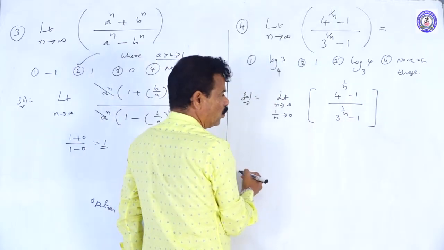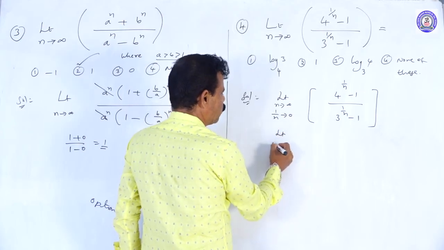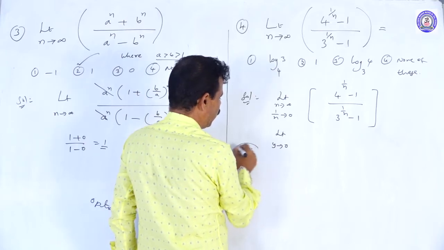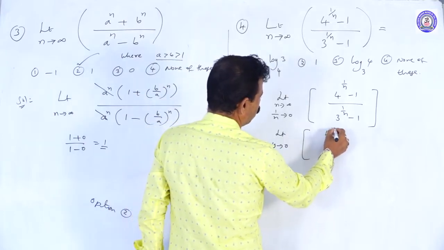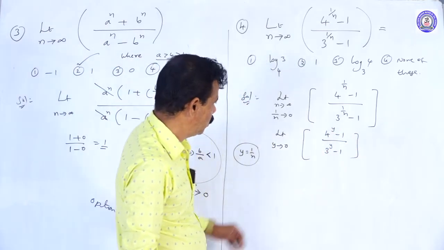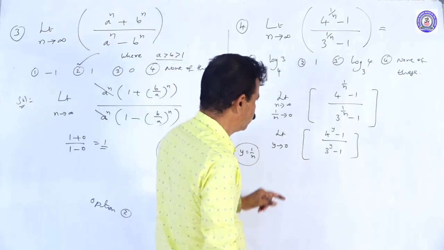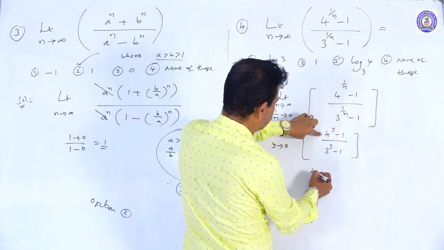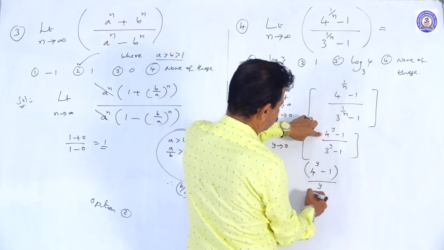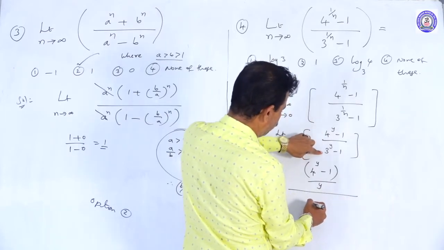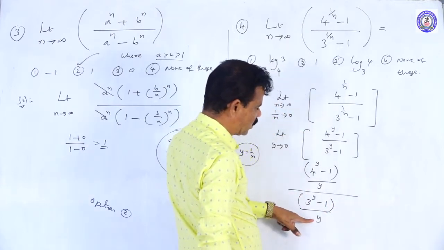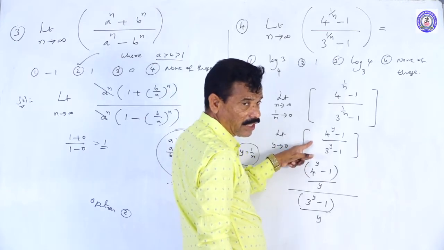1 by n tends to 0. So here, as y tends to 0, where y is equal to 1 by n, put it in. So here it becomes 4 power of y minus 1 by 3 power of y minus 1. So it is converted to the formula. If y is in the denominator, 4 power of y minus 1 by y, in the denominator also 3 power of y minus 1 by y. This y gets cancelled, the same term in numerator and denominator.